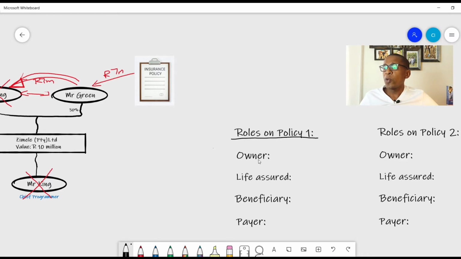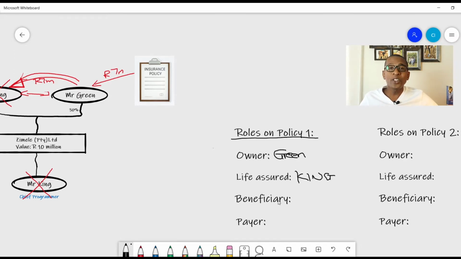The owner of the policy is obviously Mr. Green, because he is the one that needs the funds. The life assured, which is the trigger event, the death of Mr. King, is obviously going to have to be Mr. King under the policy.